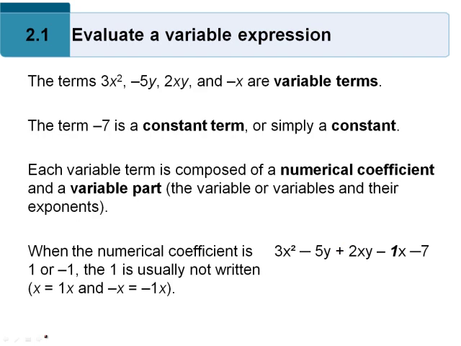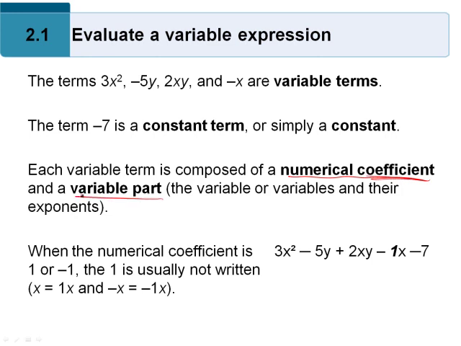So look at these terms. What we just talked about, 3x squared, negative 5y, 2xy, and negative x, those are our variable terms because they contain variables. Negative 7 is a constant term, or simply a constant, because it never changes. It's always a constant. It's always negative 7. Now, in the variable terms, we have two parts. We have the numerical coefficient, which will mostly just be called the coefficient, and the variable part.